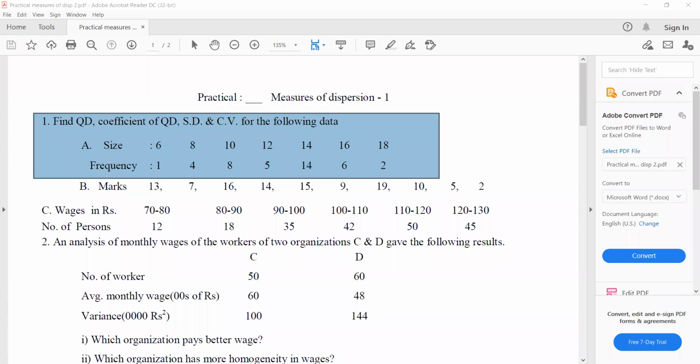So this is a frequency distribution. The first step when it comes to frequency distribution and partition values is that your x values must be in order and you have to compute the values of LCF. Now, for less than cumulative frequencies, you add the frequencies from the top. First one remains the same. Then it will be 1 plus 4 is 5, 5 plus 8 is 13, 13 plus 5 is 18, 18 plus 14 is 32, plus 6 is 38, and plus 2 is 40. So this last frequency must be equal to the total of the frequencies. So this is capital N, which is also the same as our sigma f.